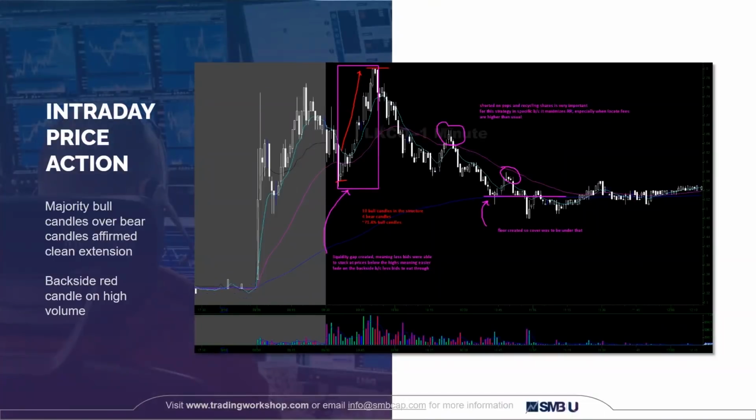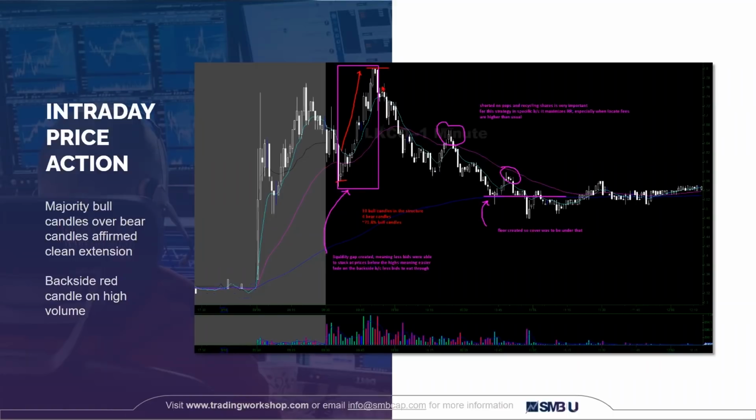This is the intraday price action. Essentially, I'm very particular with my extension moves, especially on small caps. So I'd say I do need a majority of bull candles over bear candles, and that was confirmed on this extension. And I enjoyed that there was a backside red candle on high volume, which occurred right here. So there were 10 bull candles in the structure, 4 bear candles, and this is the entire structure that I counted, starting from down here.